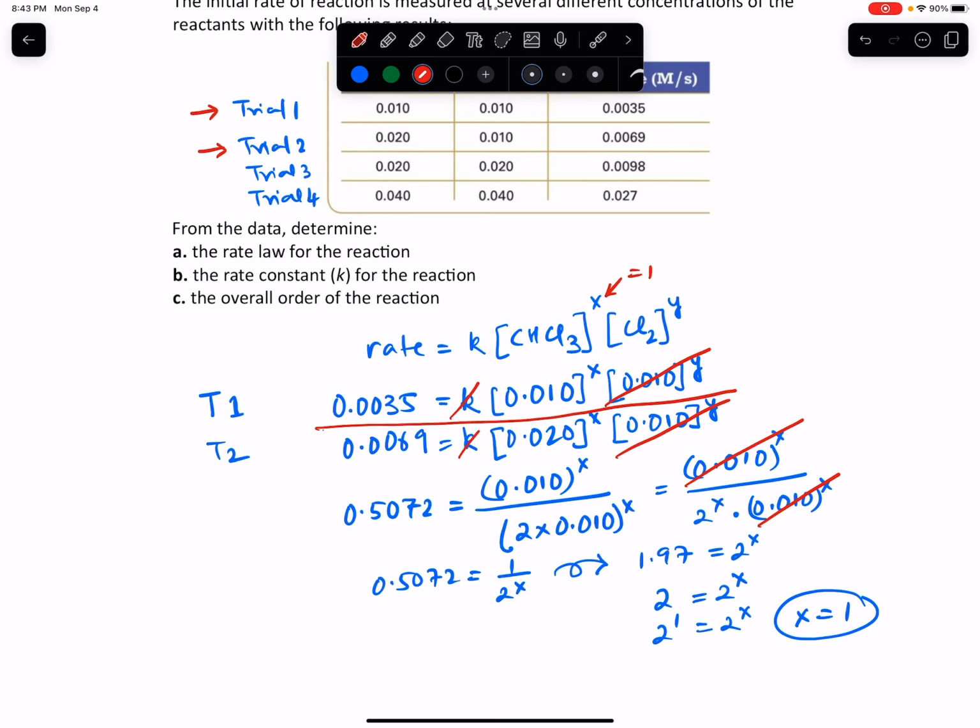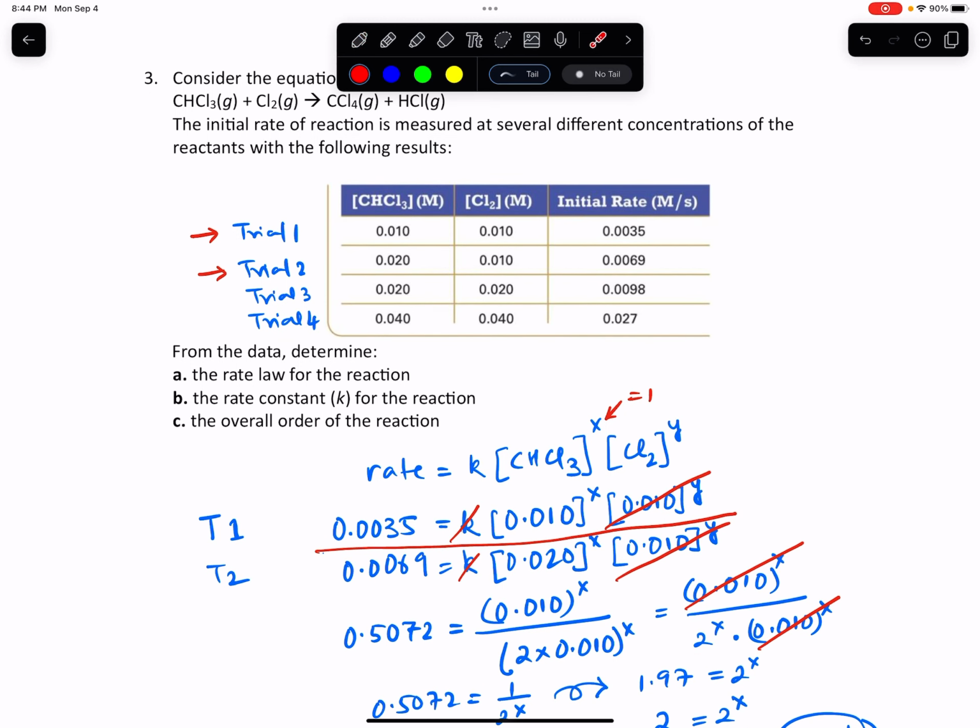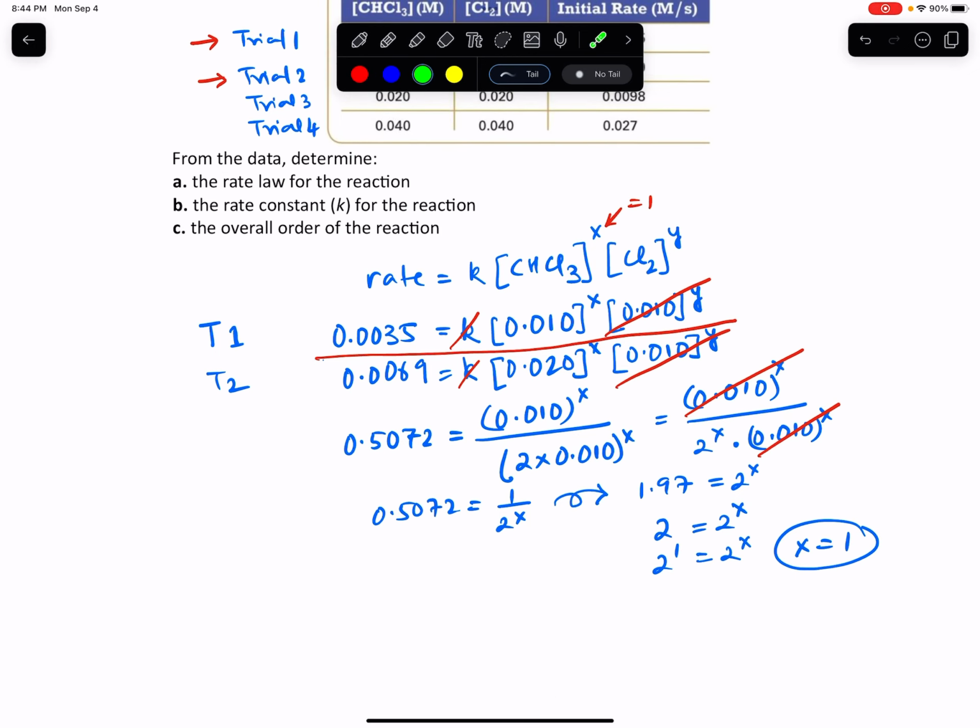Now the next step is we have to calculate what y is. So to calculate y, if we go back to the trial data out here, notice carefully, to calculate x, we chose 2 of the trials where the y term was constant. To calculate y, we're going to use 2 of the trials where the x term is constant. So it makes sense to use trial 2 and trial 3. We already know what trial 2 looks like, which is essentially this one out here. That's trial 2.